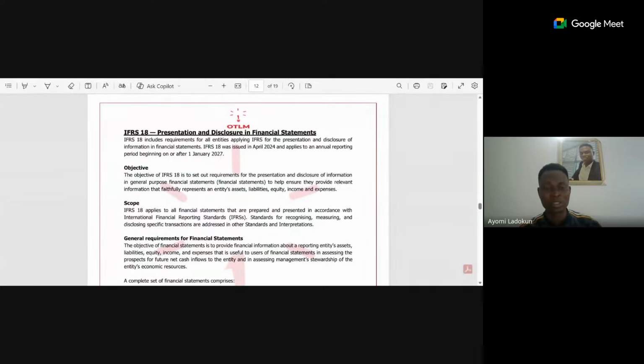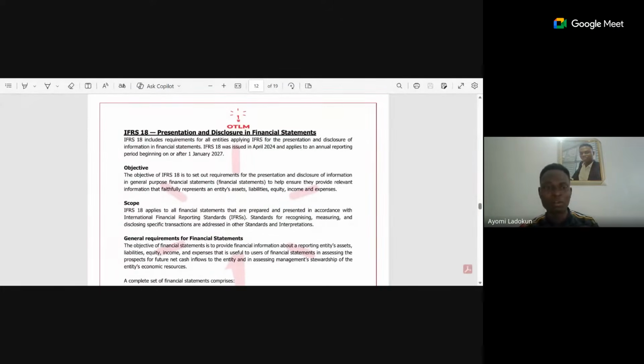General purpose, because there are various users of financial statements, and you can broadly categorize them into internal users and external users. That will help you to understand their needs, right? Their needs are quite wide, but at the minimum, once you can present the financial performance, which speaks to your income statement, financial position, which speaks to your statement of financial position, commonly known as balance sheet, and the cash flow of an entity, then you should be able to meet their needs.